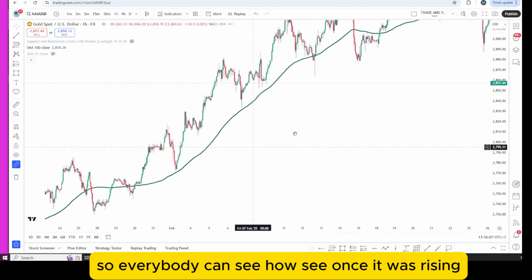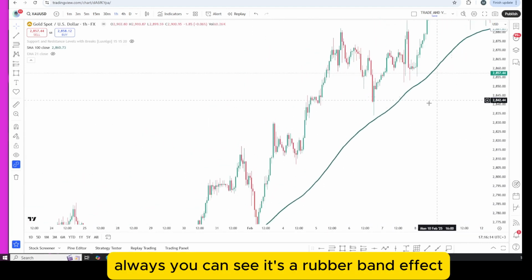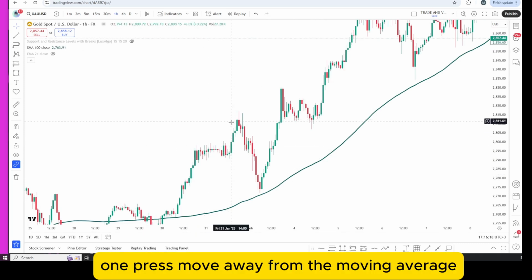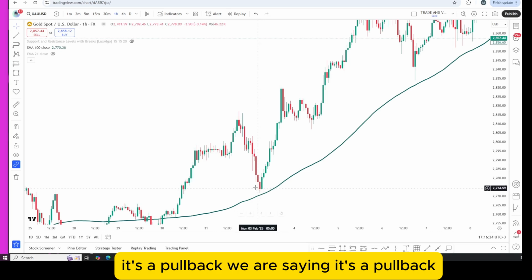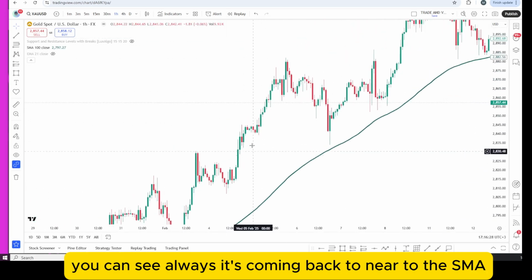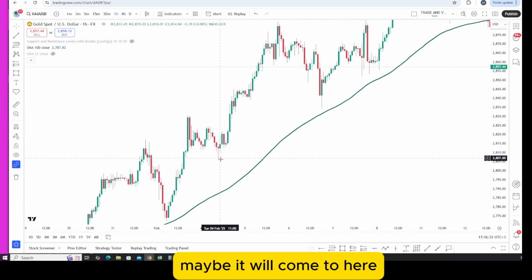So everywhere you can see, once it was rising, price comes back to here. Always you can see it's a rubber band effect. Once price moves away from the moving average, of course it will come back to it. It's a pullback. We are saying it's a pullback. You can see it's always coming back near the SMA. If it is an exponential moving average, maybe it will come to here.